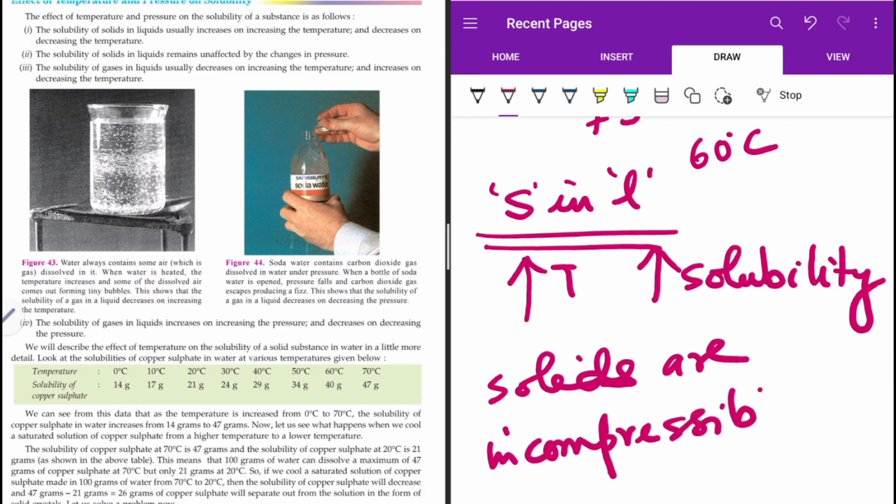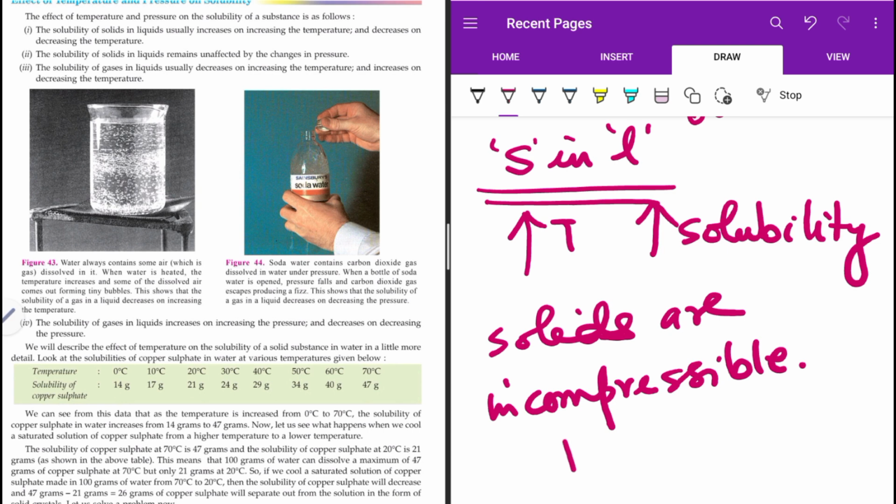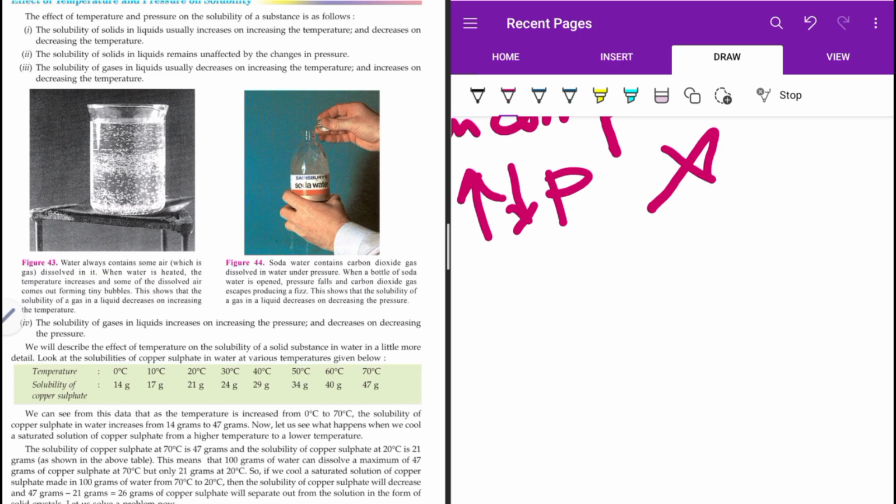what happens with pressure? Does the solubility increase or decrease? Solubility is unaffected. Why? Because solids are incompressible, so it actually is unaffected. Solubility of solid in liquid with pressure changes is unaffected. What about solubility of gases in liquid?